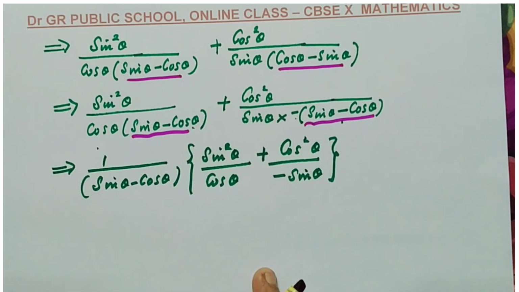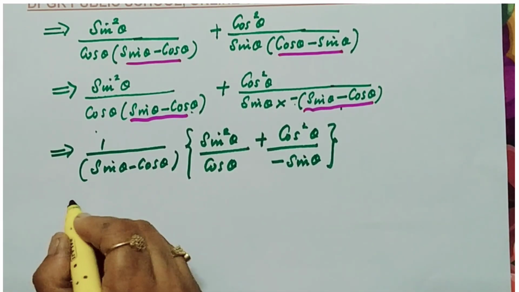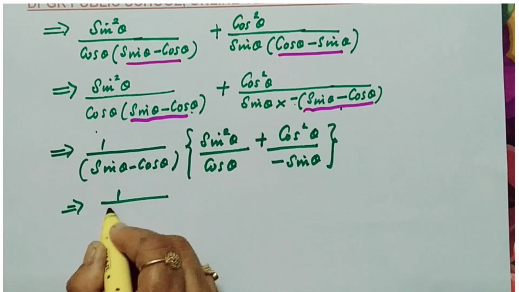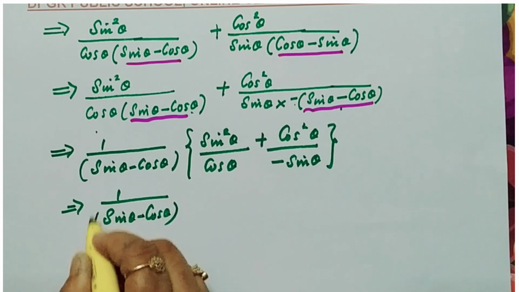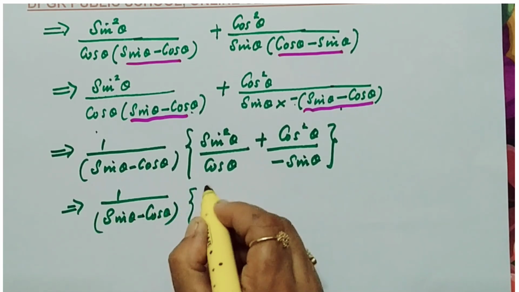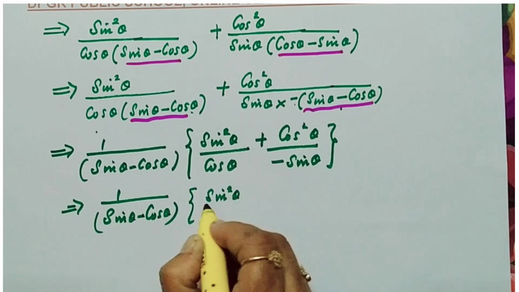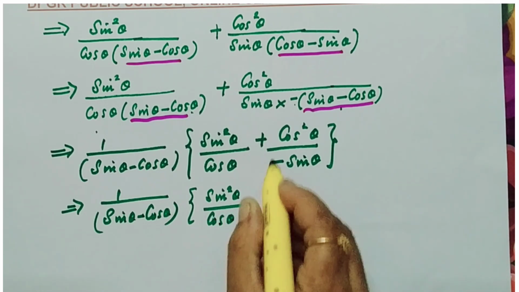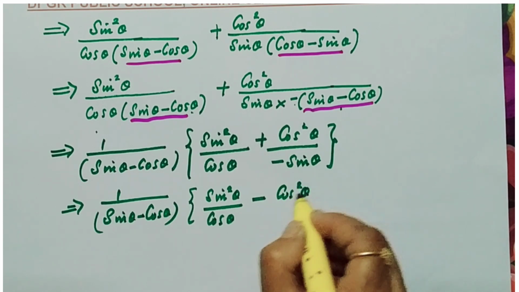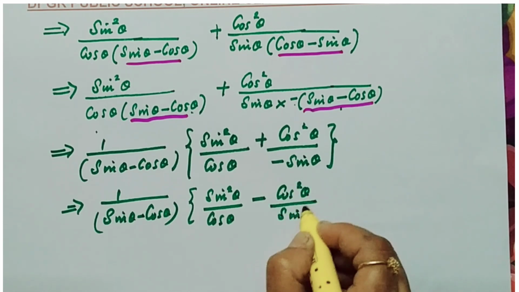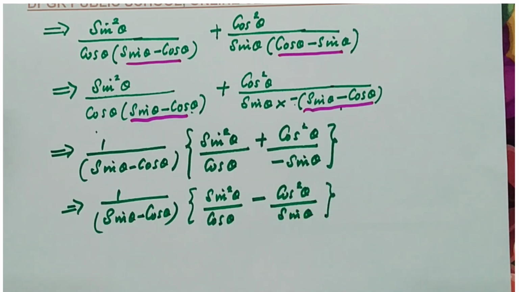Next step is one more simplification, equals 1 by sin theta minus cos theta into sin square theta by cos theta, plus and minus becomes minus, cos square theta by sin theta. This is the only way for getting the answer. This many steps you need to write, then only you can arrive at the final result.